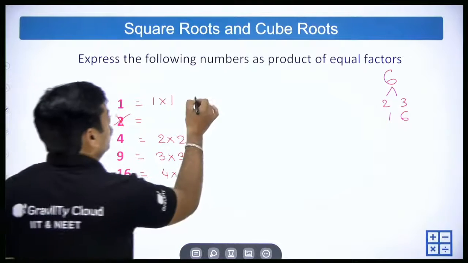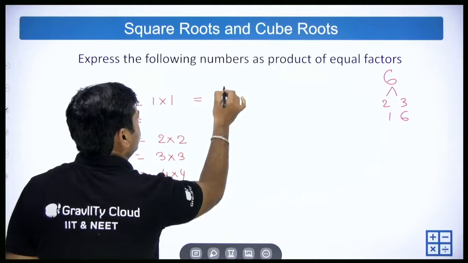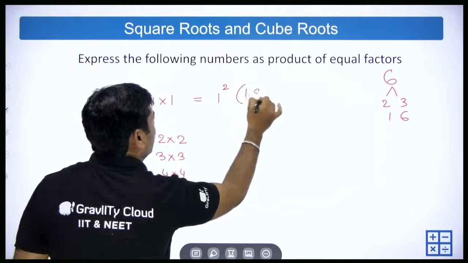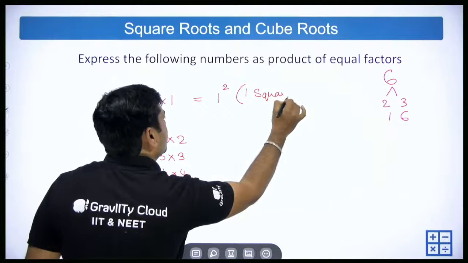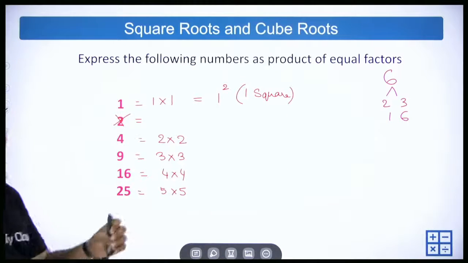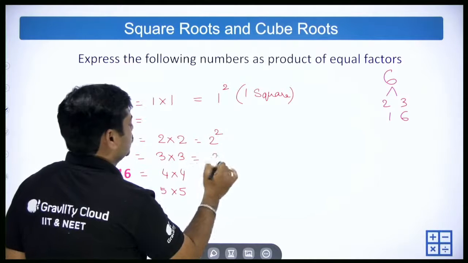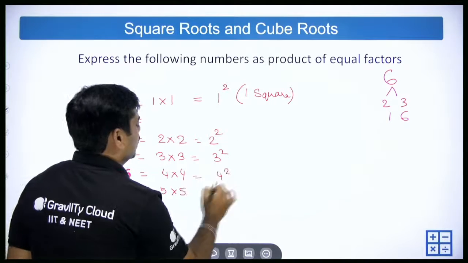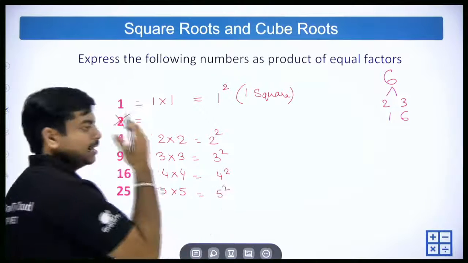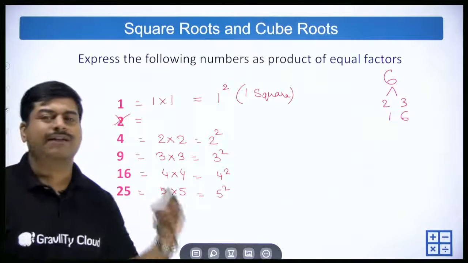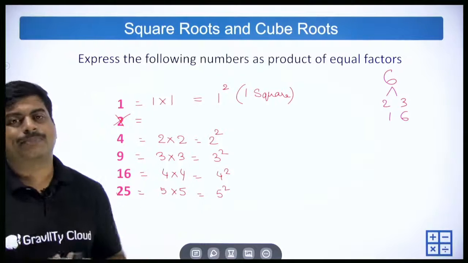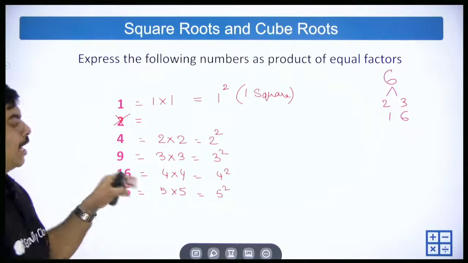1 into 1 we write as 1 raised to the power 2, or simply we read that as 1 square. 2 into 2, it is 2 square. 3 into 3, 3 square. 4 into 4, 4 square, and 5 into 5, 5 square, and continuing, we get 6 square, 7 square, 8 square, whatever the numbers are, right? Okay, so this is how you write a square.